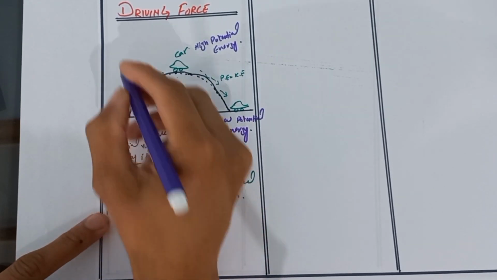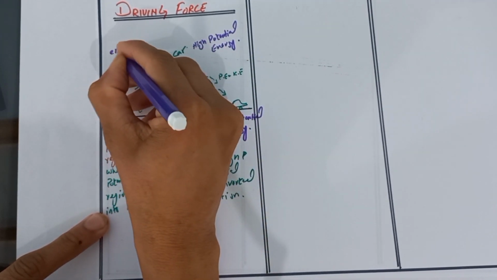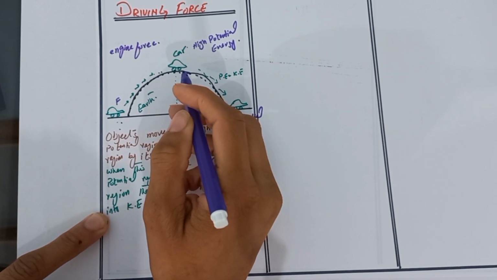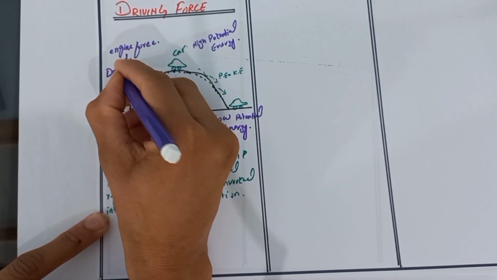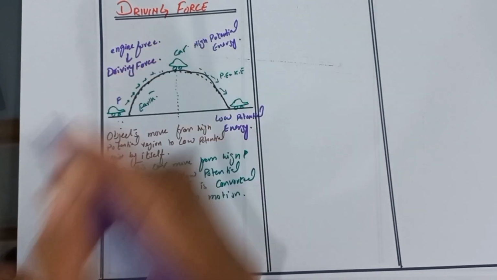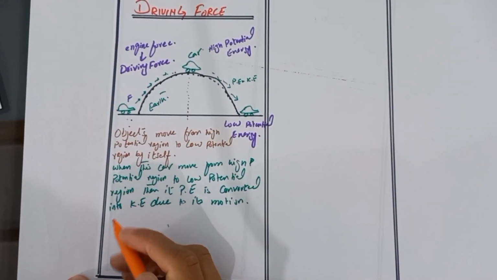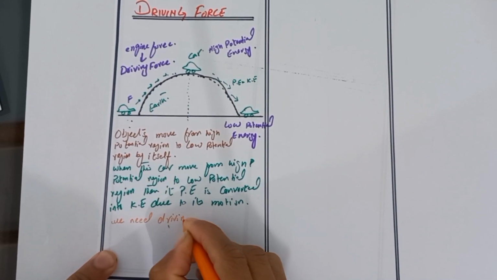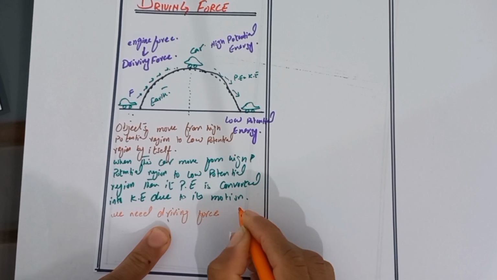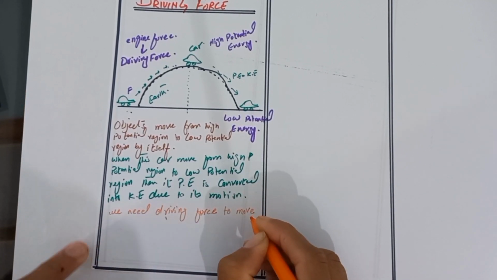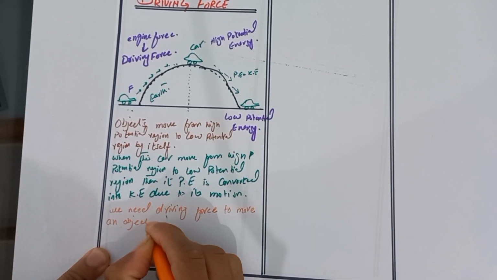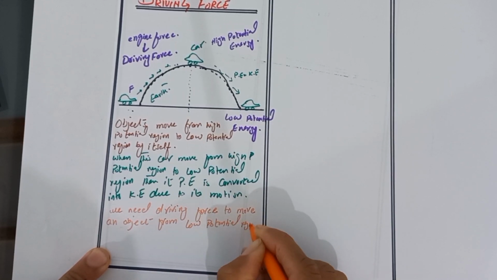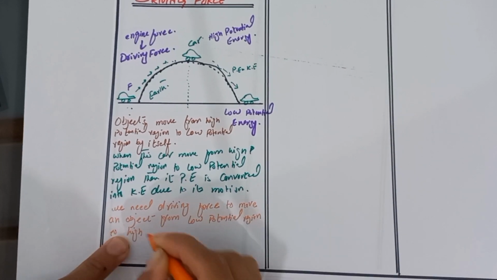This force is provided by the car engine, that is called engine force, that makes the car move from the ground to the top of the mountain. This engine force is called the driving force. So thirdly, what we learned is that we need a driving force to move an object from a low potential region to a high potential region.